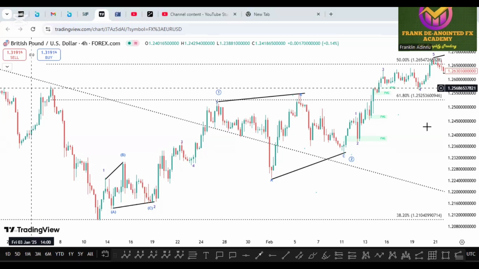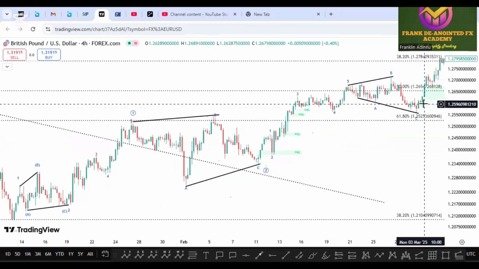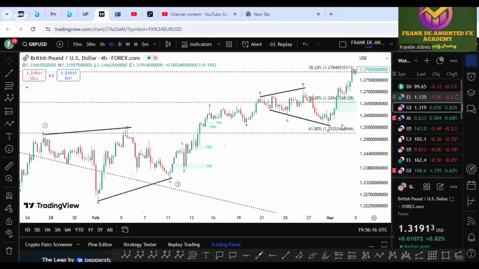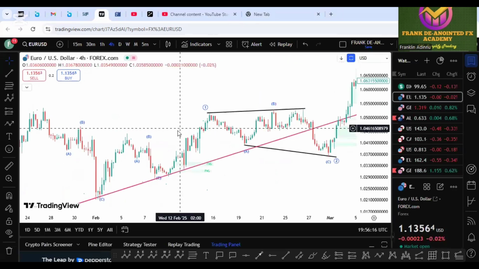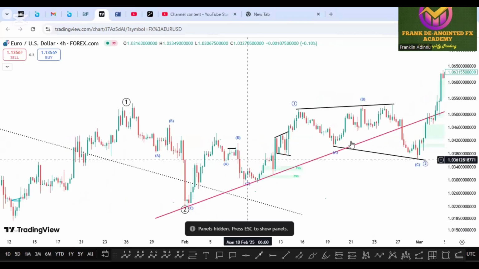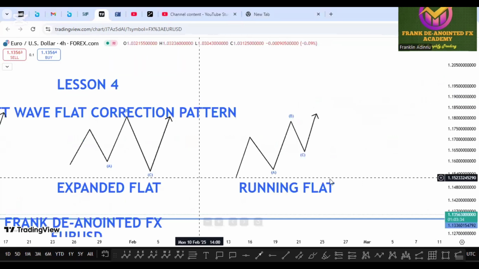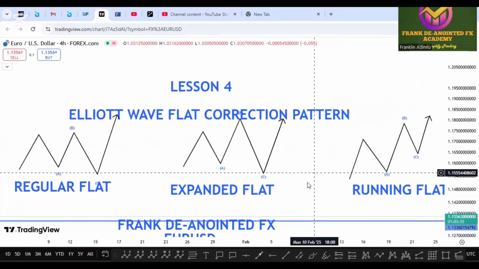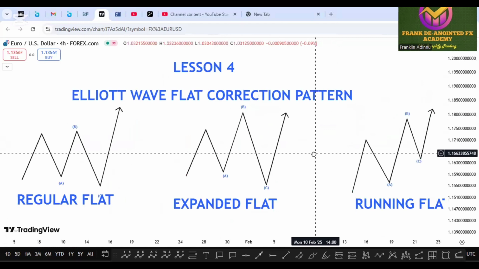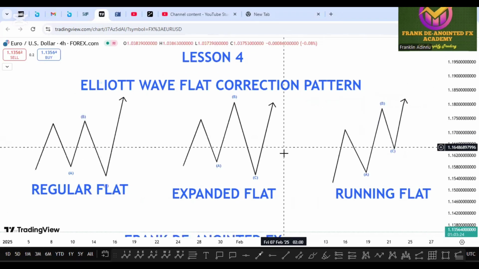So I think this example will be enough for you guys. I would like you to go to your charts to backtest. Look for expanded flats. Look for corrective flats. Spot them. Identify them and spot them. Know them. Be able to know all of them one by one. Know the expanded flats, know the corrective flats.